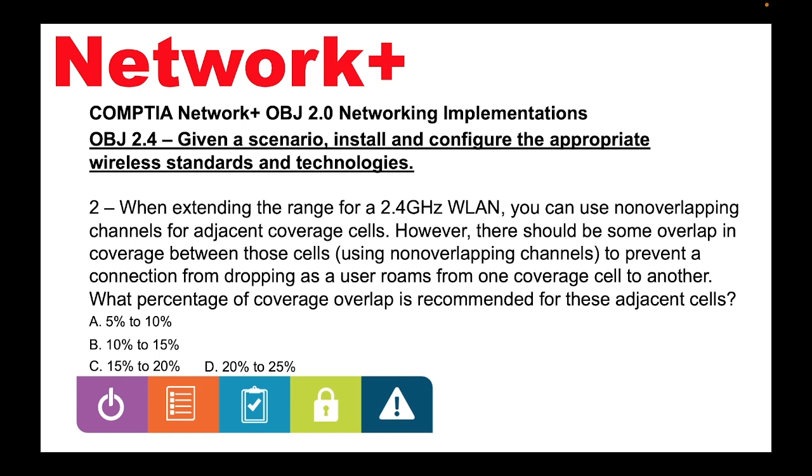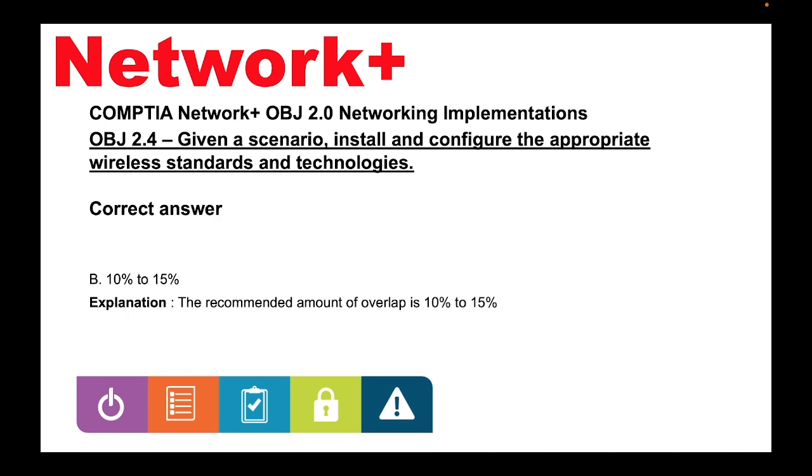A, between 5% to 10%. B, between 10% to 15%, C, between 15% to 20%, or D, between 20% to 25%? Correct answer is B, between 10% to 15%. The recommended amount of overlap is between 10% to 15%.